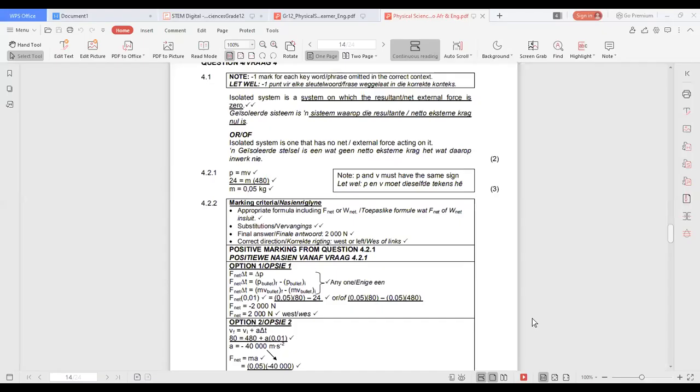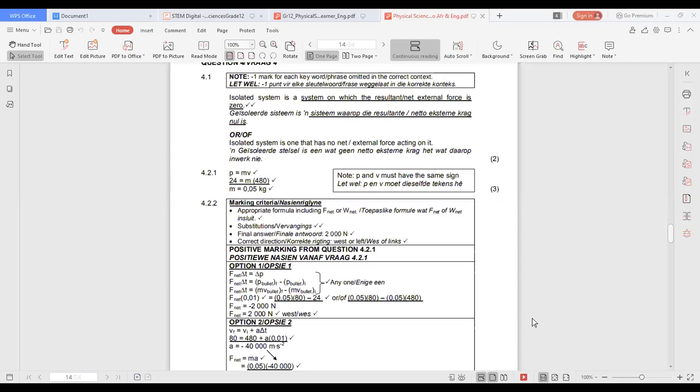So for this question, this is how you're going to be marked. You're going to get a mark for the appropriate formula, including the force net, because basically that's what we're going to be working with. Because the minute they put in time and the force, we know that now they've moved to impulse. Number two, you're going to get 2 marks for substitution, and a mark for the final answer, and another mark for the correct direction. Do you see how many marks there are?